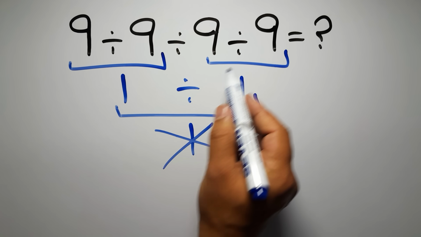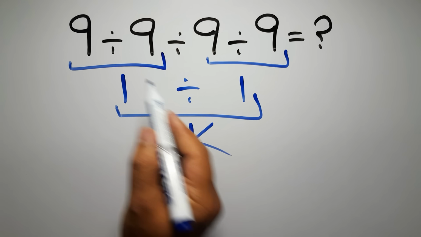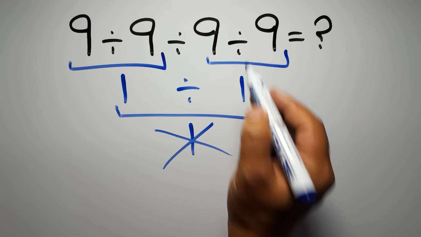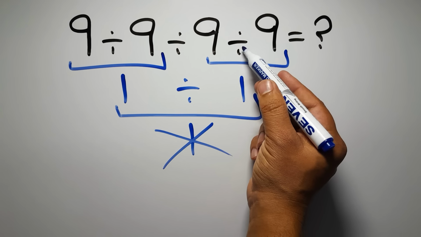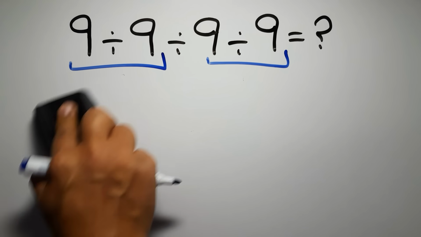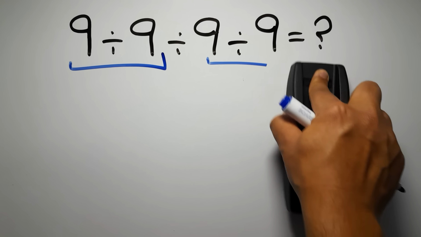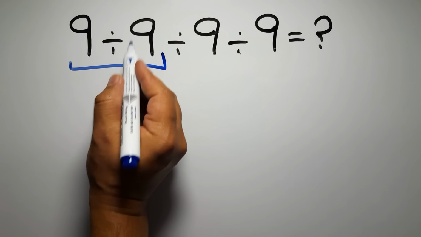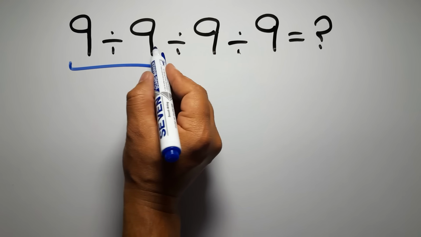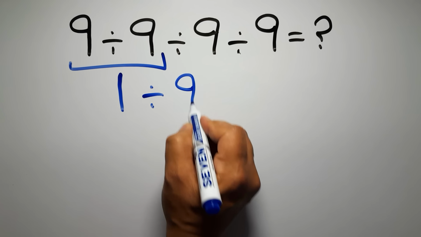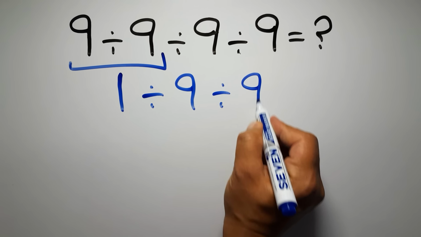in an expression, we have to work from left to right. So here first we have to do this division, then this division, and finally this division. If we do this division before this division, it is wrong. So first this division, 9 divided by 9, which equals 1. So 1 divided by 9 and again divided by 9.